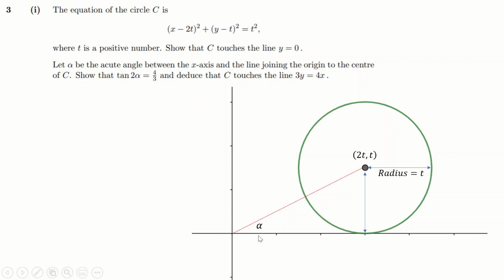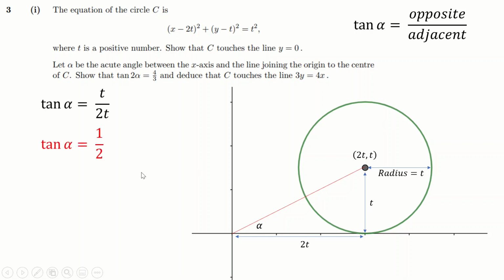Now, if I complete this triangle here, this is t as discussed, both from this height and from this radius, that's t. This length here is 2t from that point there. So that's 2t. And now tan alpha is opposite over adjacent if this is a right-angled triangle, which it is, because that's a right angle there, which means tan alpha is t over 2t, which is a half.